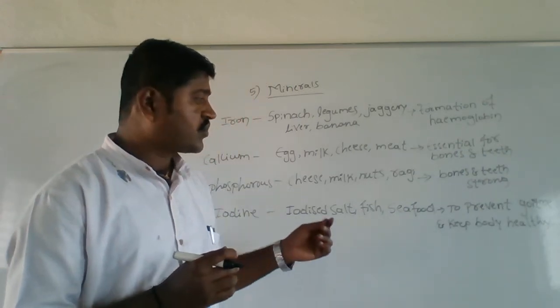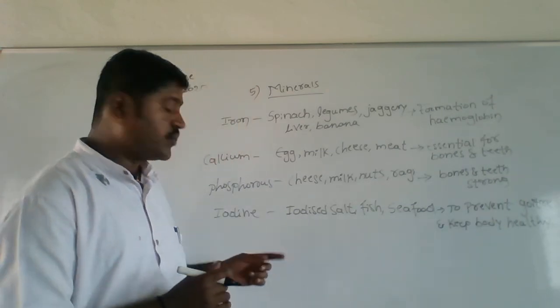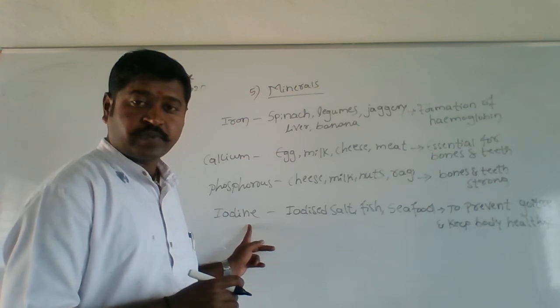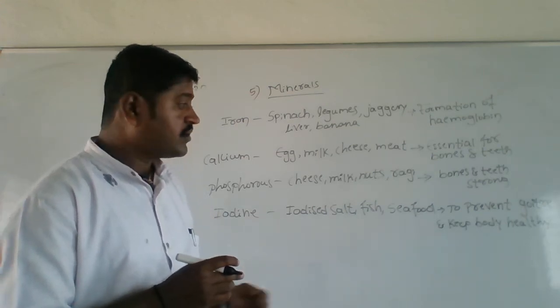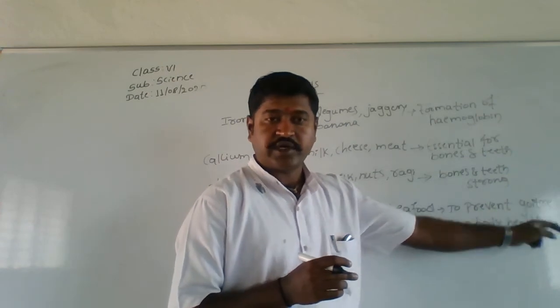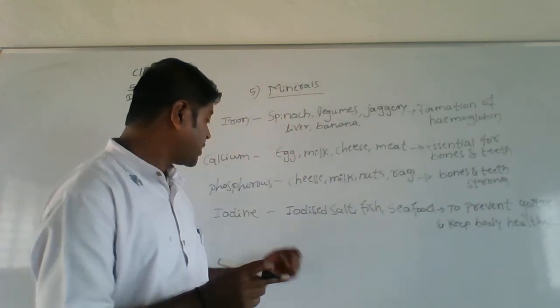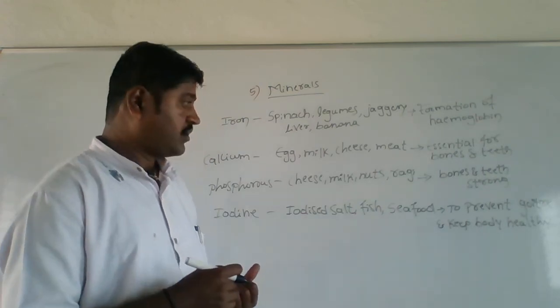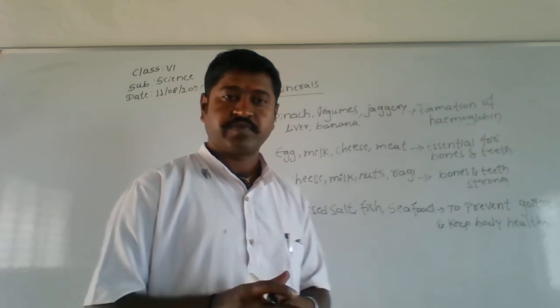So what is this goitre? It is a disease which is caused by deficiency of iodine. If there is less iodine content in our body, then this goitre disease is going to occur. So to prevent that disease, what do we have to do? We have to take iodine. Apart from that, what is it doing? It is keeping our body healthy.